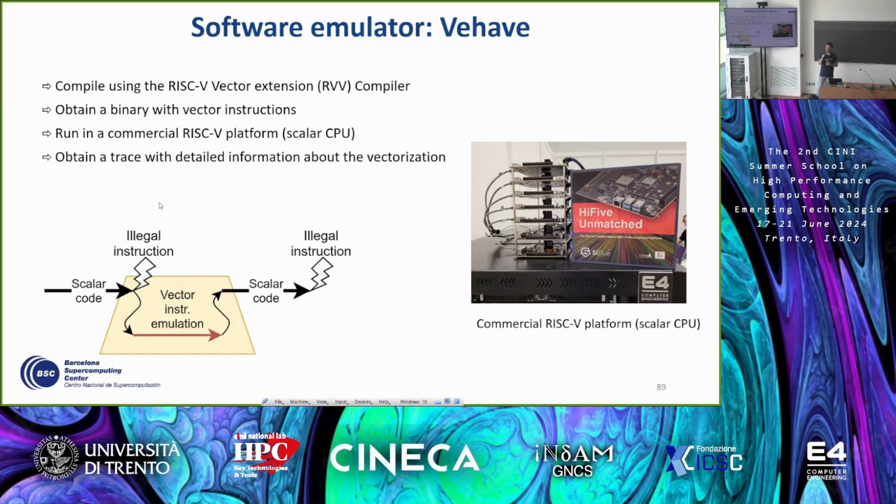But if you intercept that signal, you can take the status of your machine, emulate in software what you want to do with that illegal instruction, and then continue your execution. Imagine you have your scalar code. At some point, you have a vector instruction here. You get the illegal instruction signal. You trap all the information. You emulate in software what you want to do with your vector instruction, and you go back to the execution until the next vector instruction. It's smart, but it's terribly slow. That's true. But it allows us to study the functional behavior.